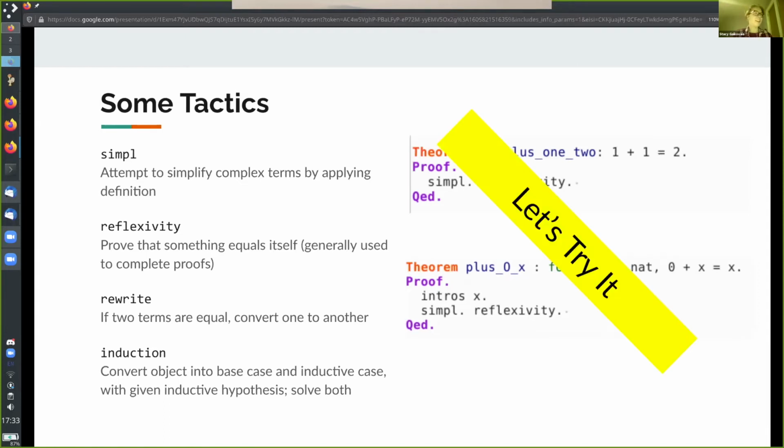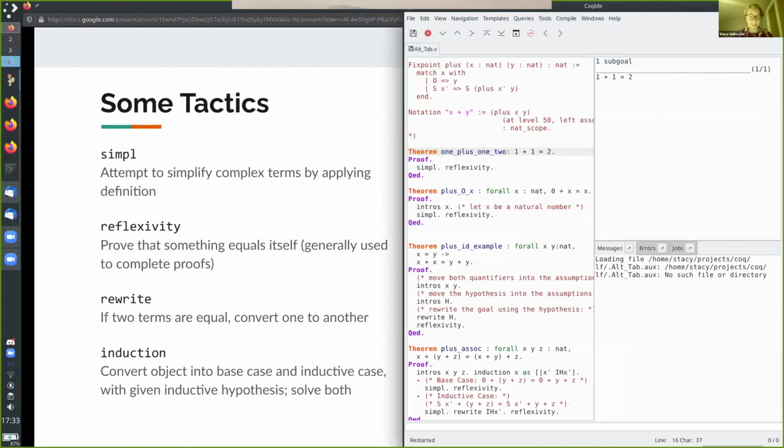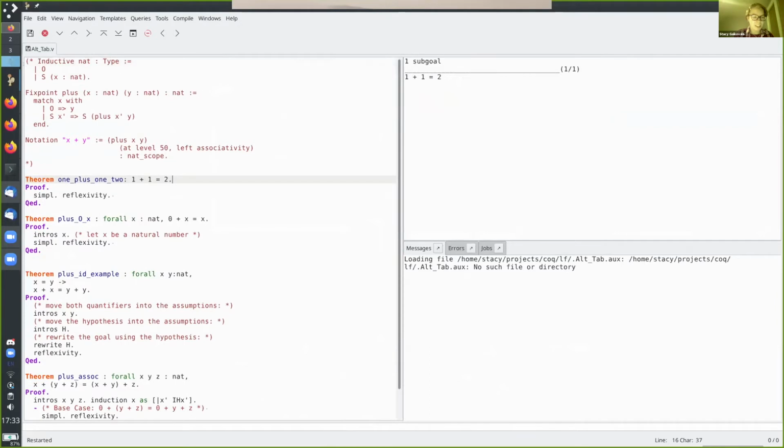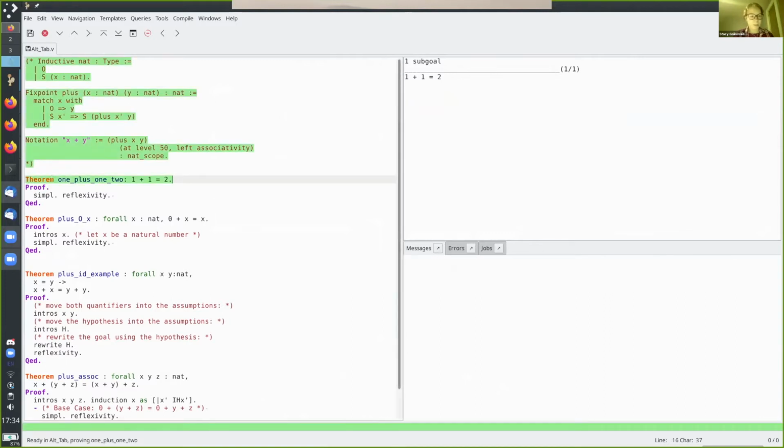So let's try it in the IDE. This is the IDE. As you can see, I've left in a comment with our inductive definition, our fixed point definition, and our notation to assign to our function. But this all comes built in with Coq. So let's look at the first theorem. The first theorem is 1 plus 1 is 2. We've generated in this box here, everything below the line is going to be our goal.